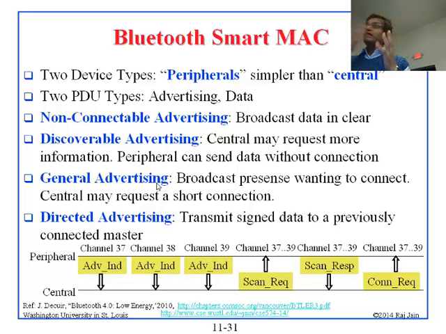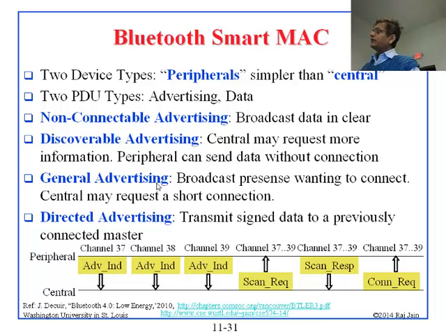Basically, there are two kinds of devices. First is peripheral and central. Peripheral devices are very simple, just like Wi-Fi selected base stations and the stations. Bluetooth originally had peer-to-peer. Both devices were identical, right? Anybody could become a master, anybody could become a slave. But now, with this Bluetooth Smart, there is a real master which we call central, right? And there is a slave which we call peripheral. And there are two kinds of PDUs, packets, advertising and data.